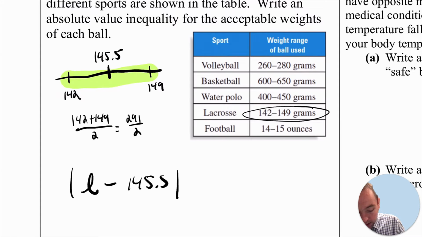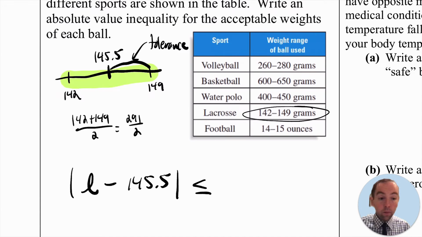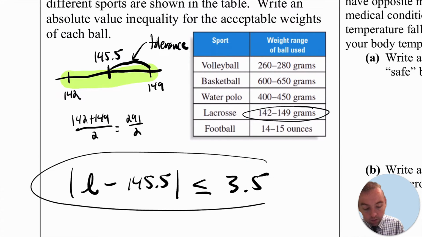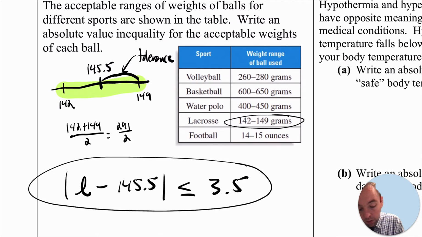And then because you're within a certain interval, you'd want that to be less than or equal to your tolerance. This right here would be your tolerance, how far 145.5 is from 149, or how far it is from 142, and that turns out to be a distance of 3.5. So you have a tolerance of 3.5, and that's going to give you an absolute value inequality for the acceptable weights of each ball.